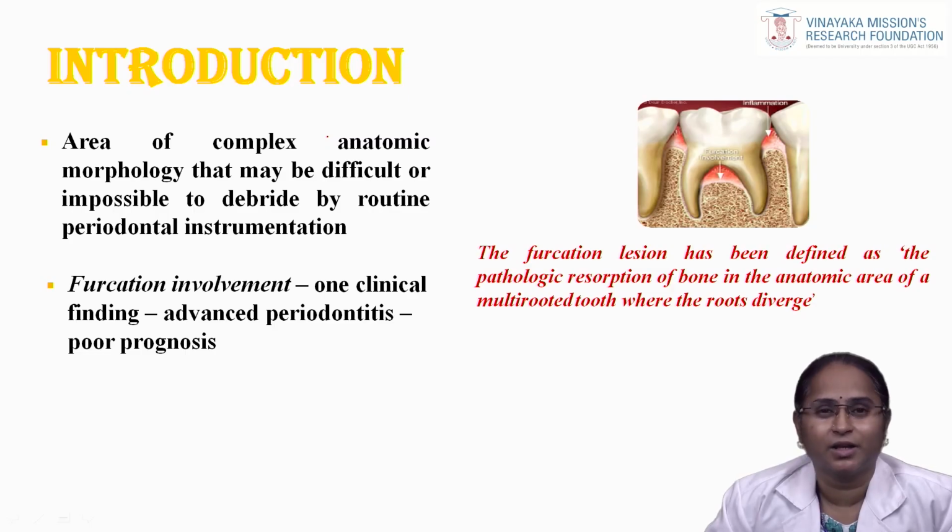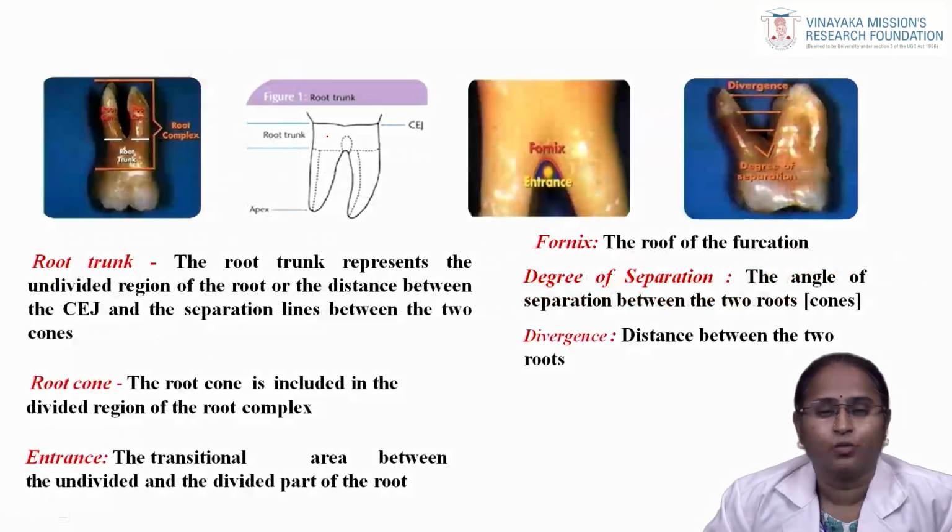Furcation is an area of complex anatomic morphology that may be difficult or impossible to debride by routine periodontal instrumentation. Furcation involvement is one of the clinical findings that may lead to advanced periodontitis and it can lead to poor prognosis. Then we should know the terminologies of the furcation.